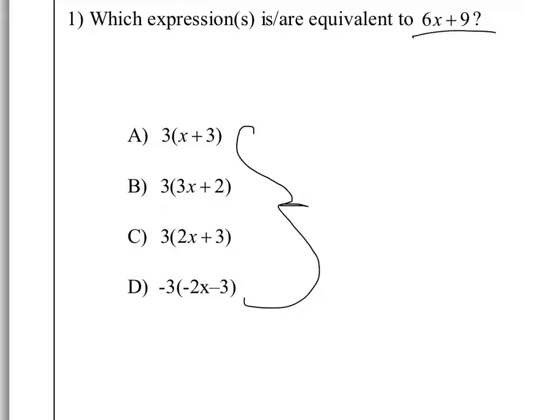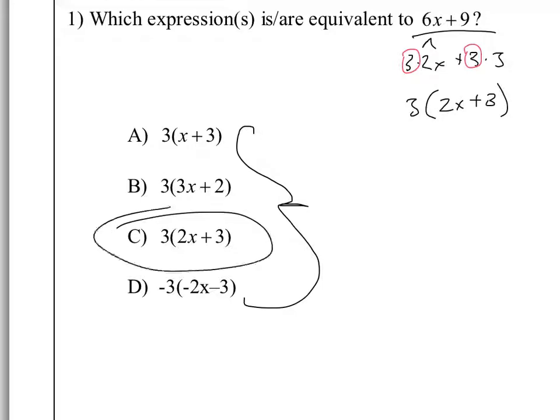One, we can factor this ourselves, so we can be thinking about this as 3 times 2 times x plus 3 times 3. So the common factor that I can pull out here would be a 3. And that would leave me with 3 times 2x plus 3. And that definitely gives us answer choice C.